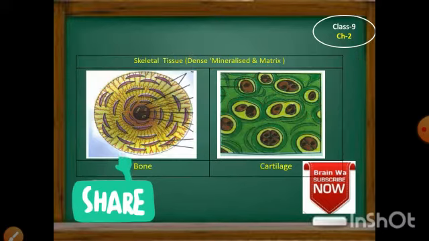Bone and cartilage are part of skeletal tissues. In the bone, the matrix is made of organic 70% and inorganic 30%, mainly calcium phosphate. In a bone there is a marrow cavity. In that cavity there is a fatty tissue, called bone marrow.